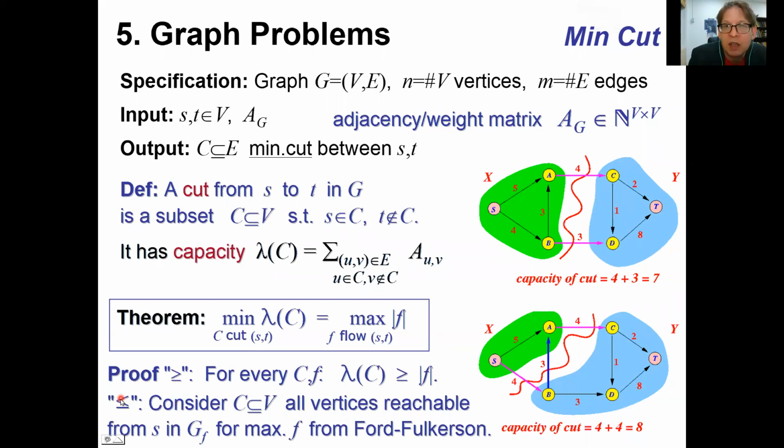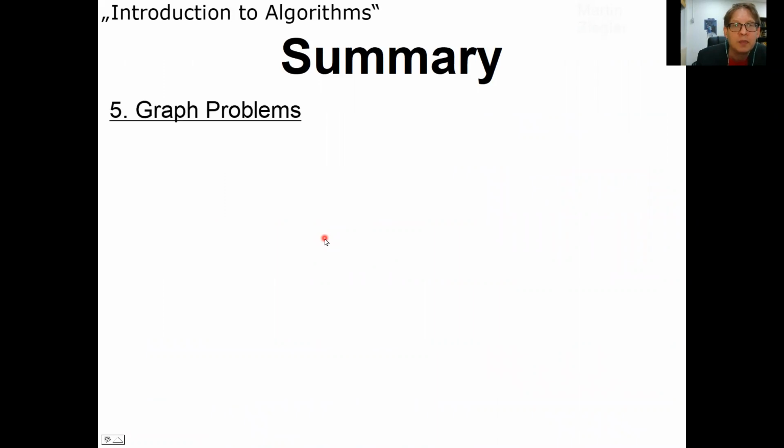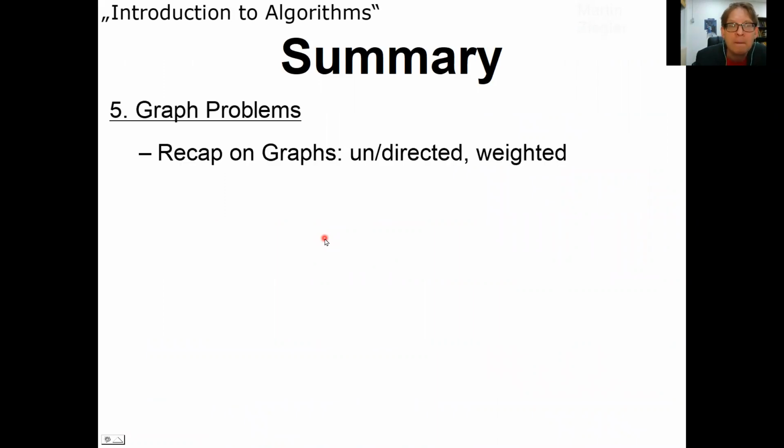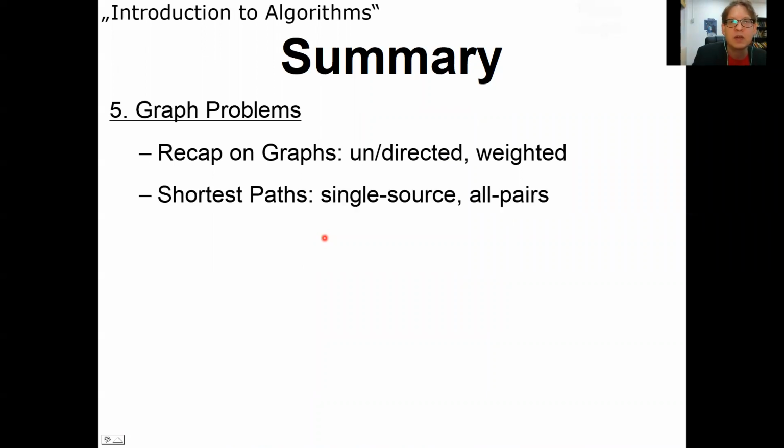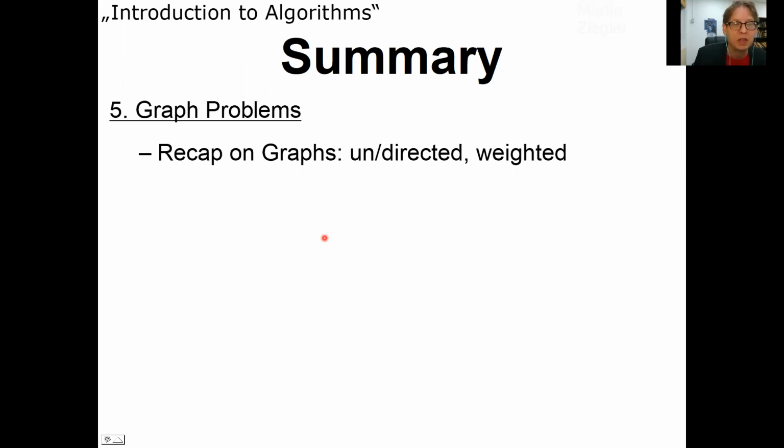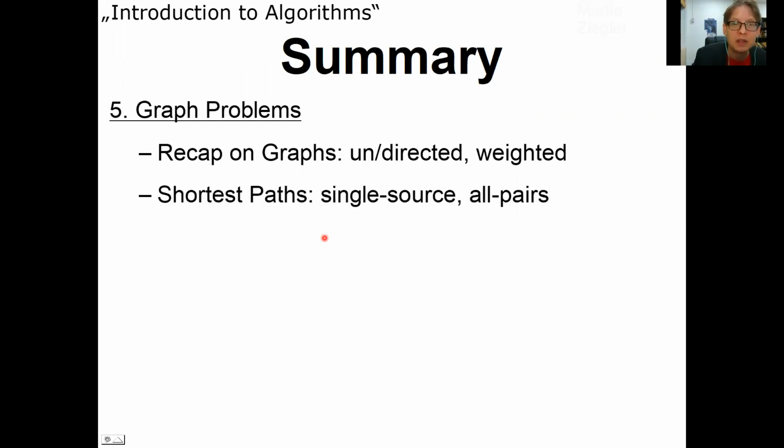So that ends our chapter 5 on graph problems and algorithms for graph problems. Let's have a look and review of the content of chapter 5. So chapter 5 is about graph problems. We have talked about different types and classes of graphs, undirected graphs, weighted graphs. We've talked about the diameter of a graph, the degree of a graph, complete graphs, and various properties of graphs, planarity of graphs.